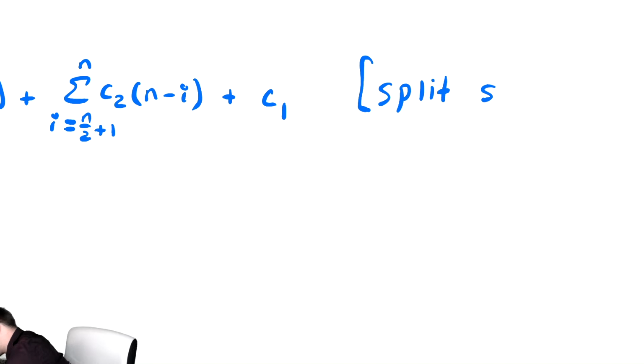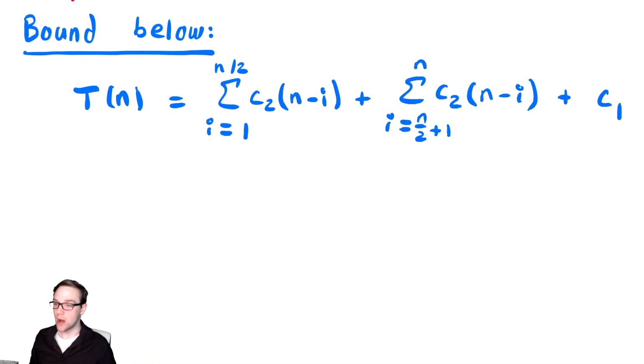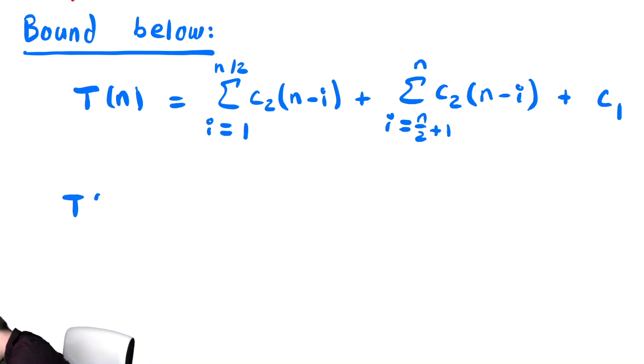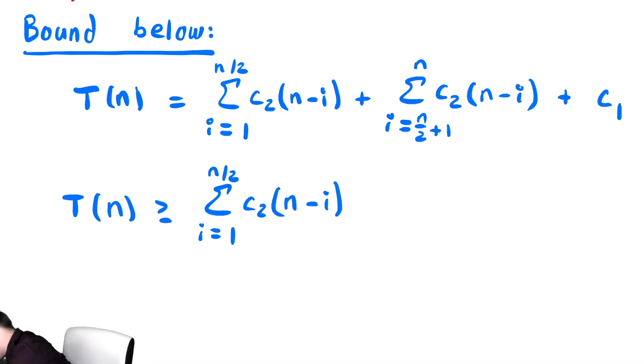It doesn't need to necessarily be in the middle, but in the middle is often one of the easiest values. And then we drop the smaller sum. Because it is a decreasing summation, the smaller sum is the second summation. So I'm going to drop the second summation when I bound below. So T of n is greater than or equal to the sum from i equals 1 to n divided by 2 of C2 n minus i. And then I'm dropping the second summation. So the second sum is going to get dropped.